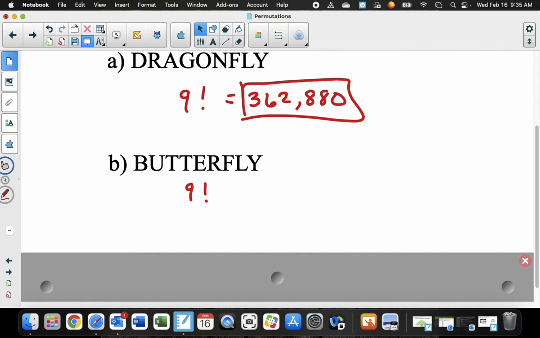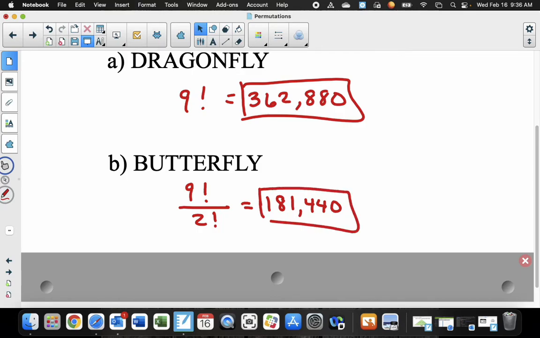So therefore, we divide out. Since there are 2 letters that repeat, divide out 2 factorial, which in this case is just 2 times 1, 2. So your answer is going to be half of what you came up with in part A. You end up with 181,440 is what you should get. So we have to divide out anytime we just switch the 2 letters, because you still end up with the same result. Okay.